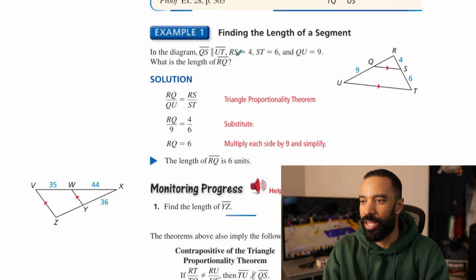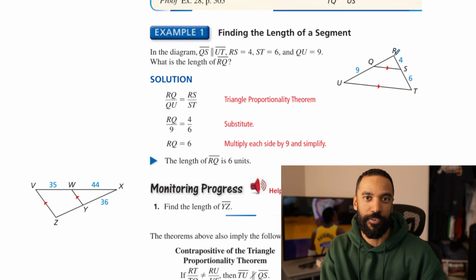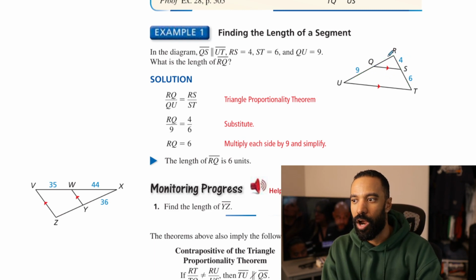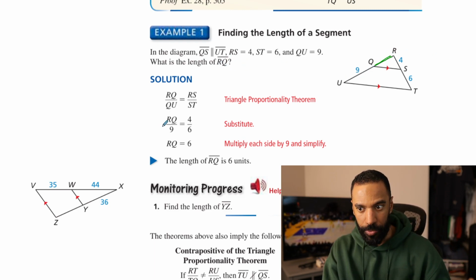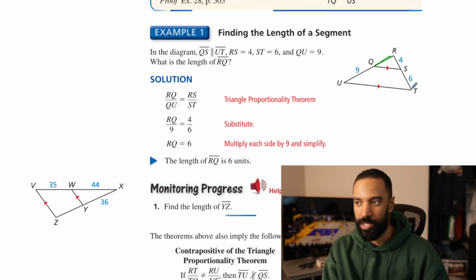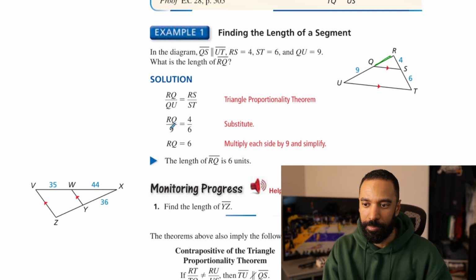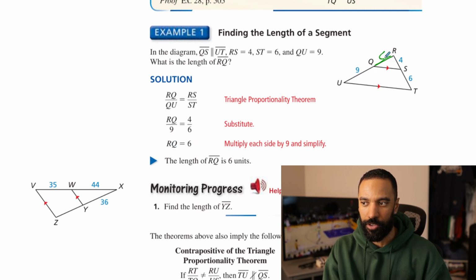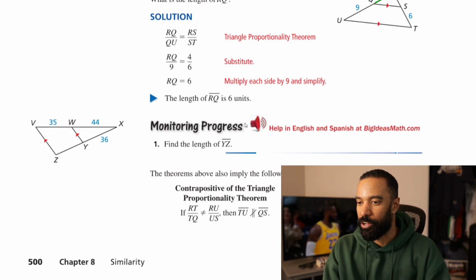So first example, finding the length of a segment. In the diagram, they're told that these two things are parallel, so you are going to be able to set this thing up. This is people's favorite theorem as far as just going like, I just get to point to this and this and this and that. But we're going to set that up. RQ, the missing side length, which is what they want to find, over QU, 9, equals RS over ST, 4 over 6. And I would generally reduce before I cross multiply, but multiply both sides by 9. 2/3 of 9 is 6. That is the length of RQ. It would be 6, like that. And a lot of things will be like that. We'll probably have some that are algebraic as well.